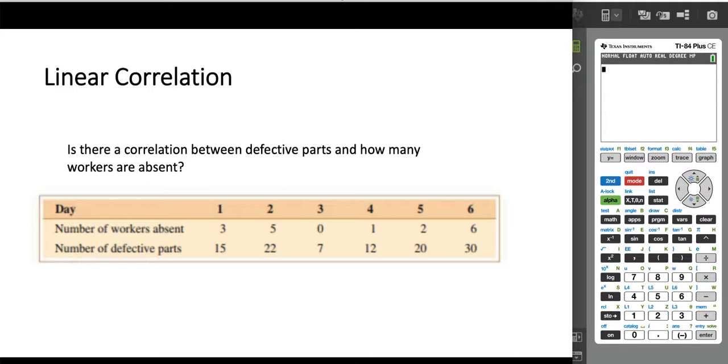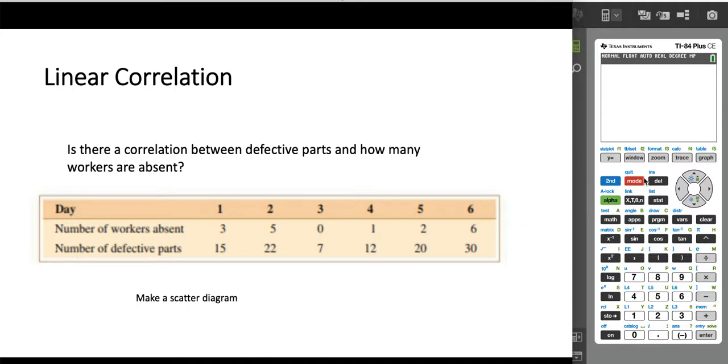You can see the real world relevance of information like this. You're going to collect this. This is called bivariate data. You'll see that maybe if you read the textbook. Bivariate means there's two variables, the number of workers absent and the number of defective parts. So what we're going to do is make a scatter diagram of this information.